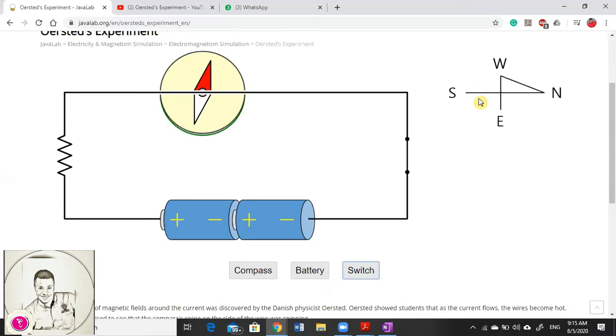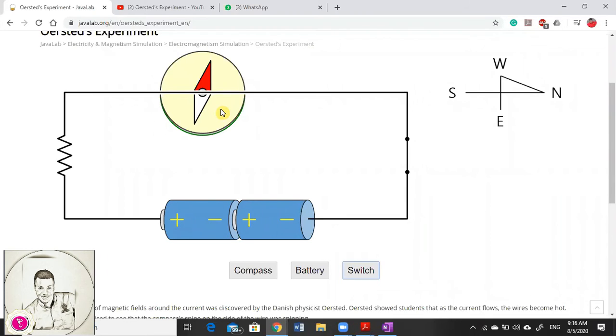Yes. So clearly, we saw that the compass got deflected. By deflected, we mean that there is a slight movement in what took place. So it proved to him that the flow of electric current has an impact on this compass. And remember, how a compass works is that it has to be attracted to a magnetic force or a magnetic field.